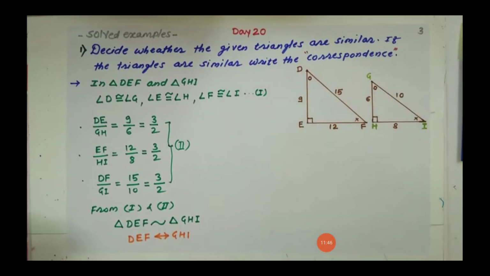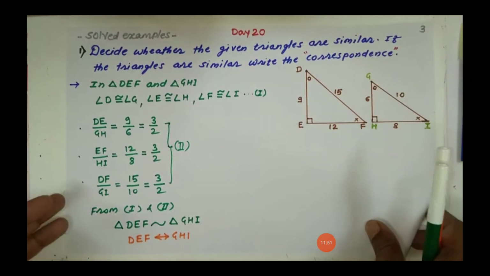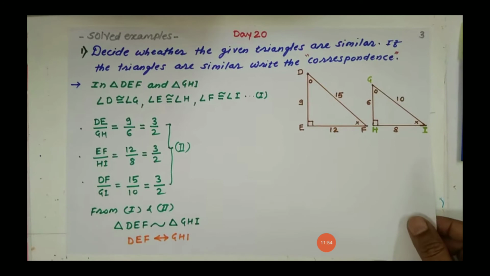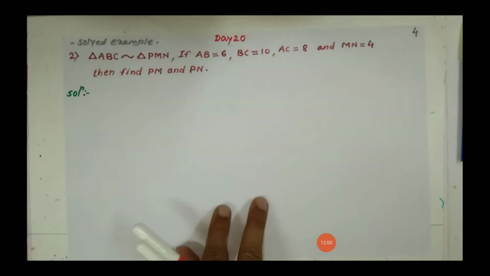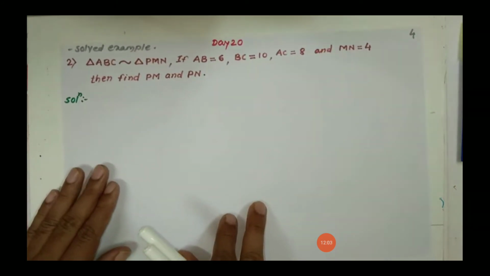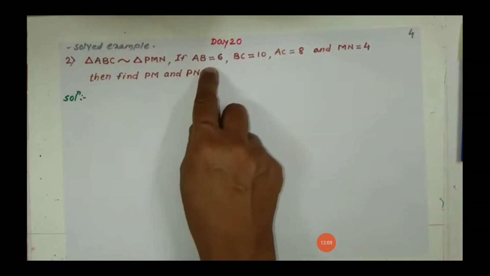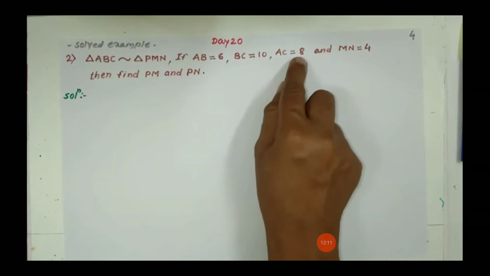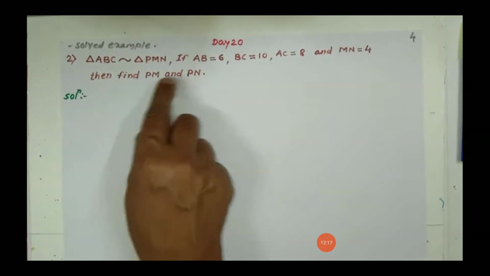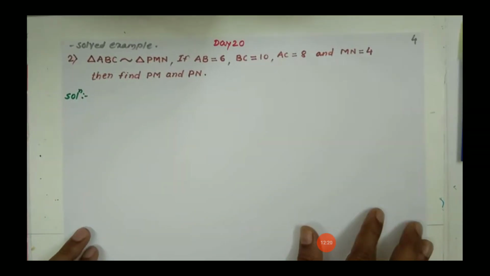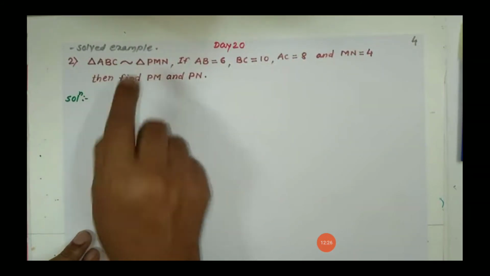So next, they have left one more solved example on this, but we are going to solve that. See here, I will show you. This is again a solved example. In triangle ABC, similar to triangle PMN, okay, very good. And if AB is 6, BC is 10, AC is 8 and MN is 4, then find PM and PN. Now PM and PN are the sides of this second triangle, and all the sides of the first triangle are given. And one more thing, these two triangles are similar.